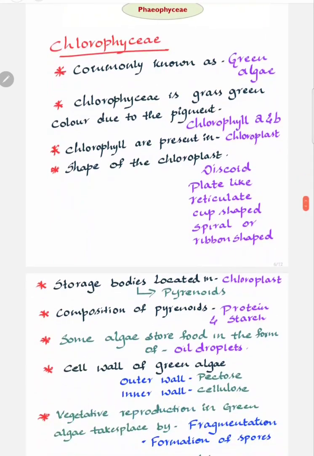First one is Chlorophyceae. It is commonly known as green algae. Why is it called green algae?